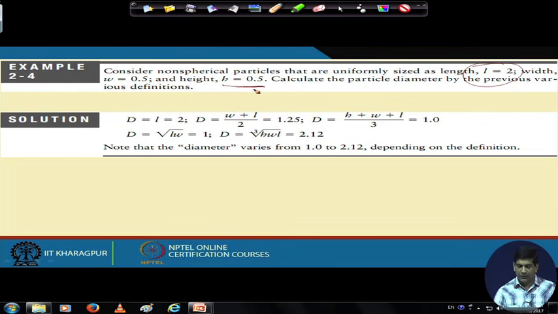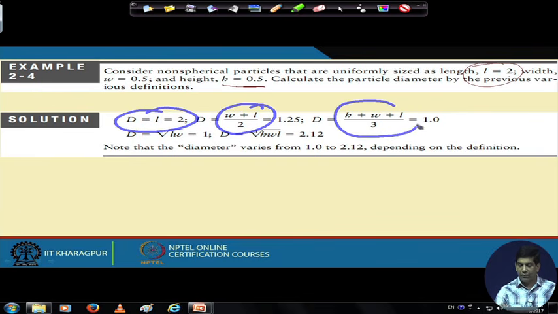There are different definitions for particle diameter. One definition is where you take the length itself as the particle diameter, so 2d is equal to L, let's say 2. Another definition is where you take the width and length together and take an average of that. Another definition is where you take all three, height, width and length, and take the average of that as well. You can also take a square root of the area, or a cube root if you calculate the volume.